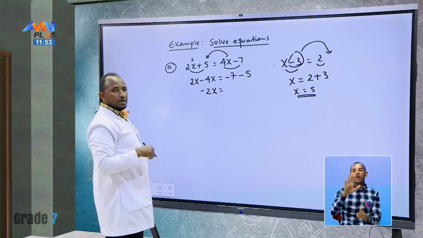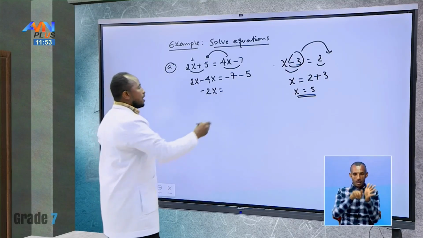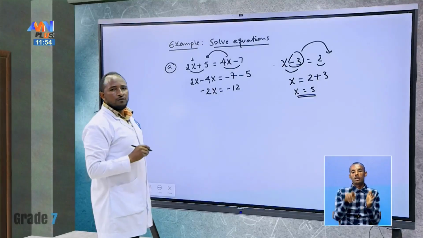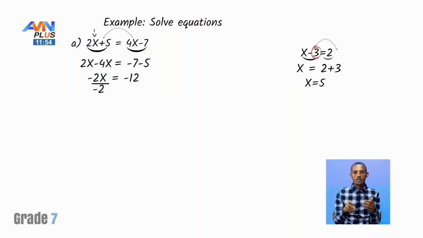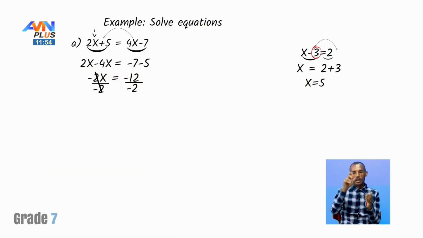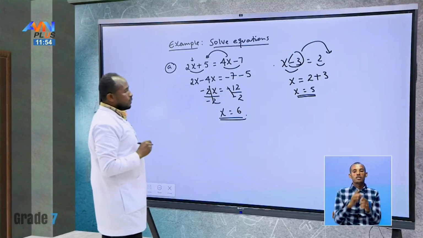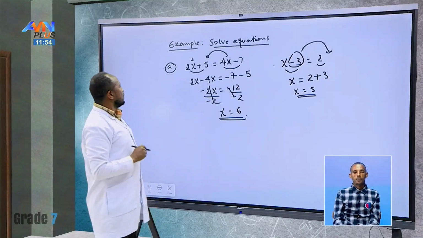You have more negatives here. 7 negatives and 5 negatives. Together, you have 12 negatives, so it's minus 12. To find the value of x, just remove this negative 2 by dividing both sides by negative 2. This cancels out. You have x here, and negative cancels out. 12 over 2. Therefore, the correct answer for this one is x equals positive 6. Now, let's proceed.